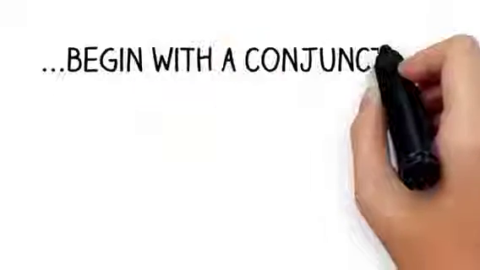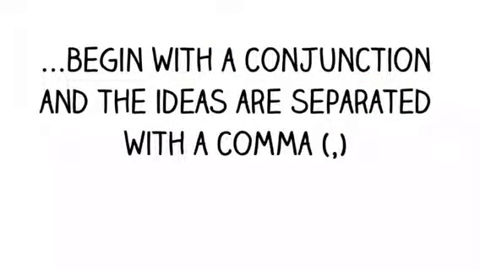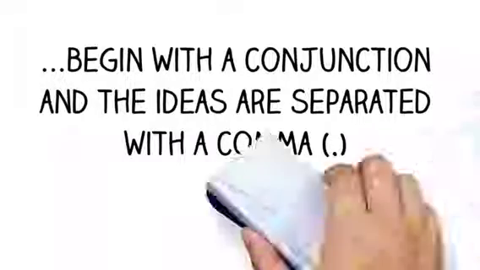Now, moving on to complex sentences. Don't worry, they are not nearly as hard as they sound. The name makes it sound really tricky. Complex sentences begin with a conjunction, and they have 2 separate ideas, like a compound sentence, okay, but they're separated with a comma, and that's because you've put the conjunction at the beginning. So let's have a look at a little example of that.